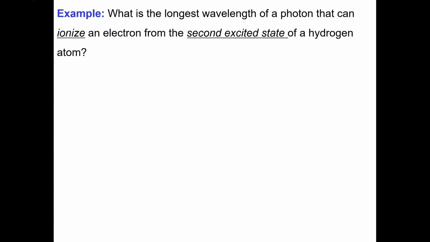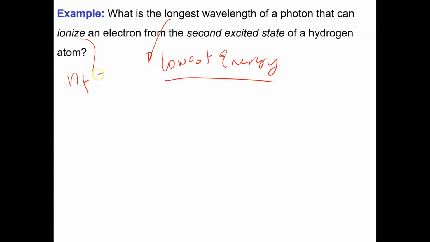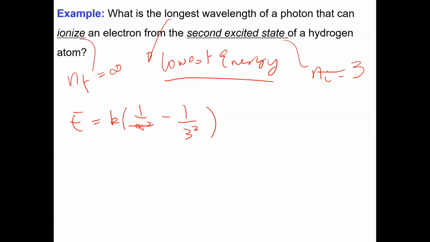So here's an example of that. It says, what is the longest wavelength? So longest wavelength, we should keep in mind, corresponds to lowest energy. So it's just code for lowest energy of a photon that can ionize an electron from the second excited state. So that means that n final will be infinity, and n initial is 3, okay? So that's what's going on there. So let's see what we've got going on here. What we need to do is E equals k multiplied by 1 on infinity squared minus 1 on 3 squared. Okay, so that's going to be it.